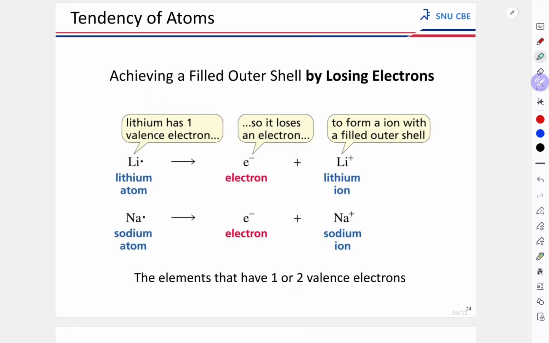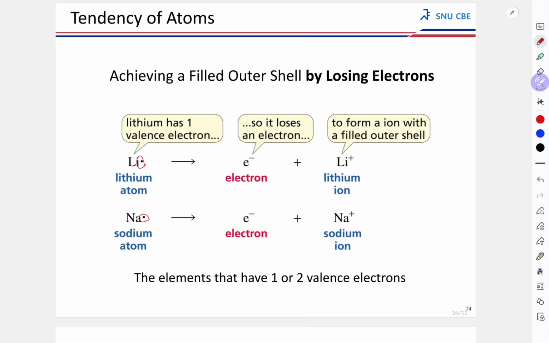From which you can identify the tendency of the atoms to lose or gain electrons. So here are examples of the lithium atom and sodium atom, which have one valence electron, as we discussed in the periodic table. These elements can lose the electron to form an ion with a filled outer shell. So that's why lithium cation and sodium cation are happy and tend to be ionic species. The lithium and sodium atoms achieve a filled outer shell by losing their electron.